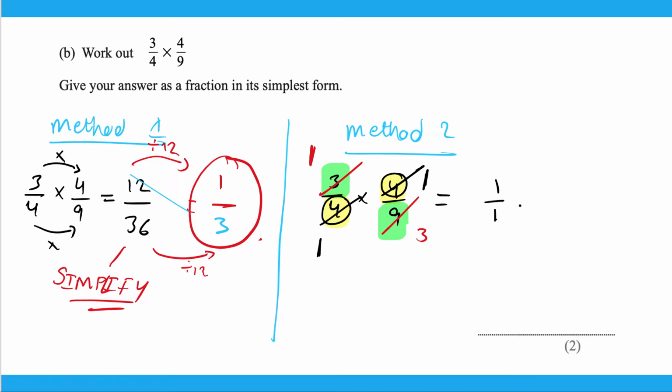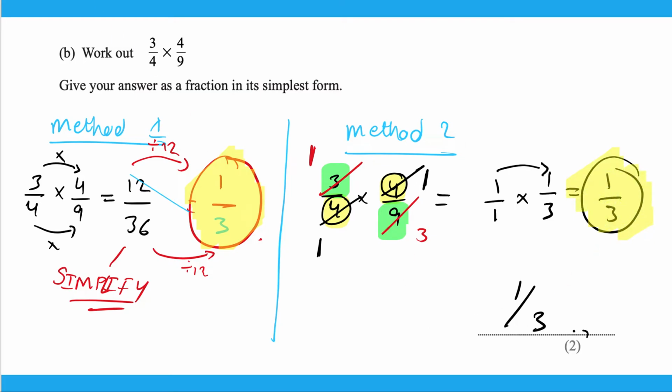We're left with 1 over 1 multiplied by 1 over 3, and you can just work that out. 1 multiplied by 1 is 1, and 1 multiplied by 3 is 3. And in both cases, as you can see, you have got the same answers. Okay, so in both cases the answer is 1/3.